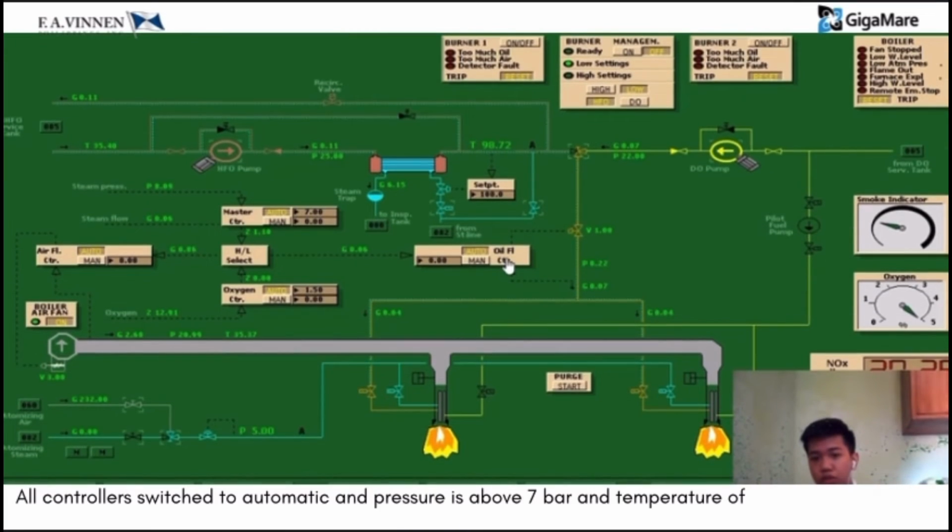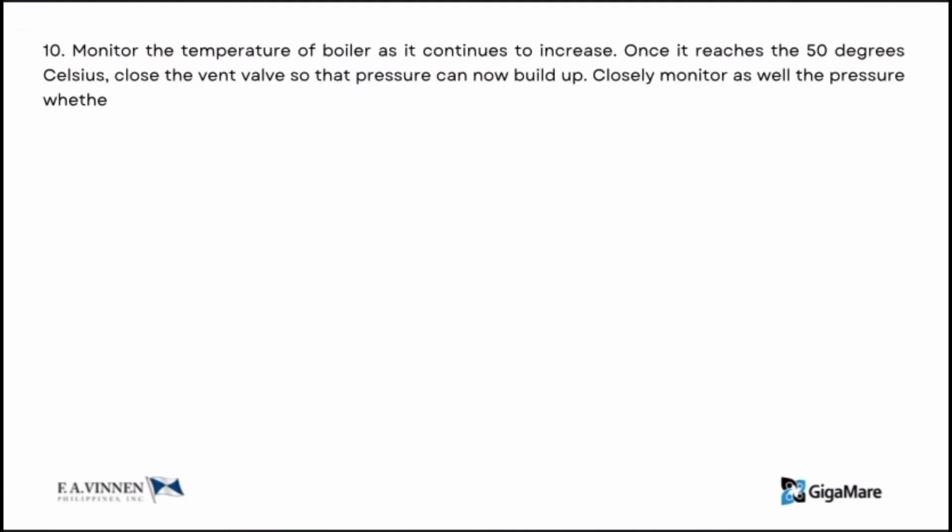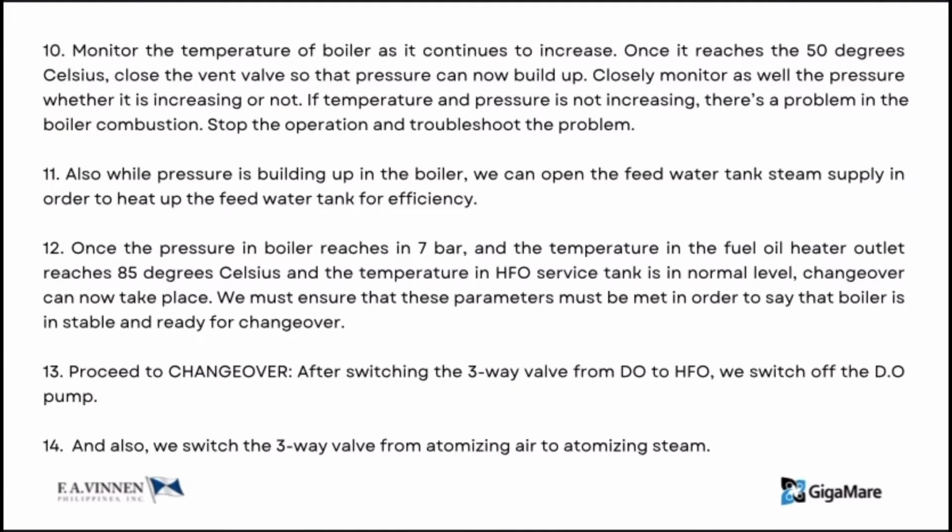We can observe them through the sight glass of the boiler. We can see here that all controllers are switched to automatic, the pressure in the boiler is 7 bar, and the temperature of the HFO is above 85 degrees Celsius, meaning that it is ready for the changeover procedure from HFO to DO. Once the pressure is reached and the temperature of HFO is okay, the changeover can now begin by switching the three-way valve from DO to HFO. Then we will switch off the DO pump, and there's another three-way valve, so from atomizing air, we will now switch to atomizing steam.